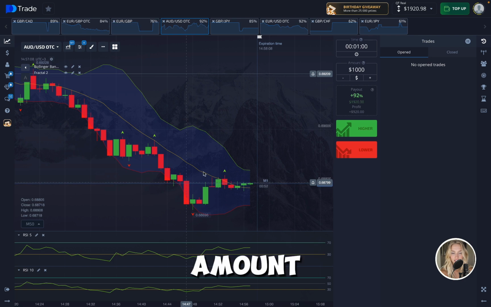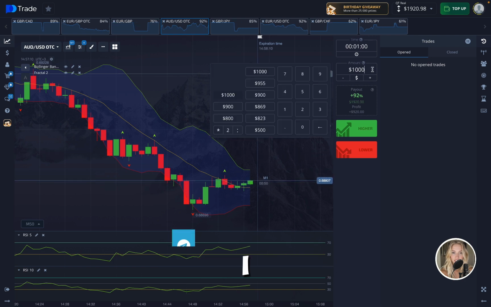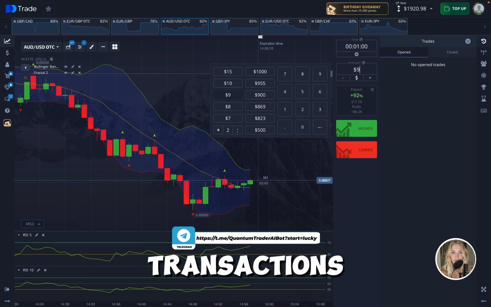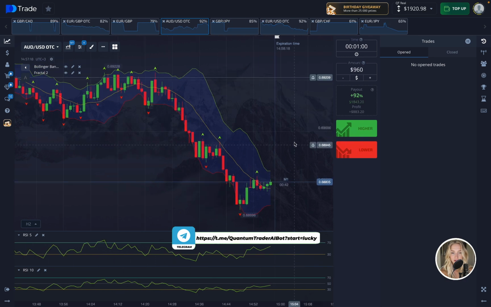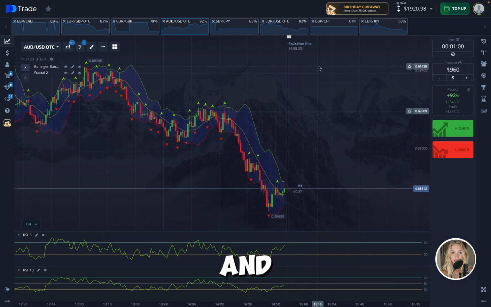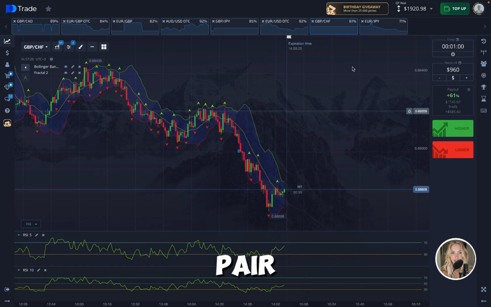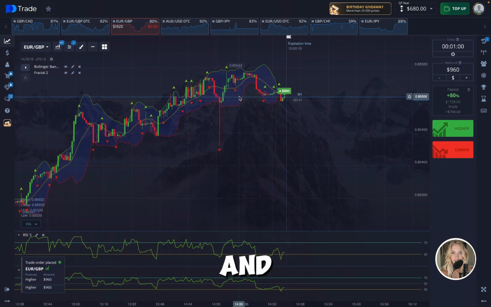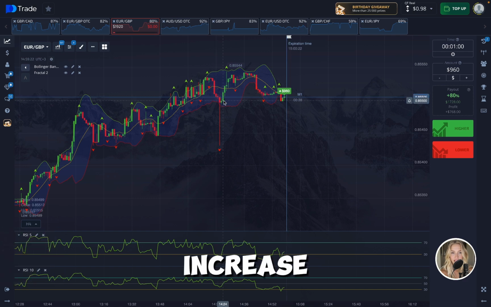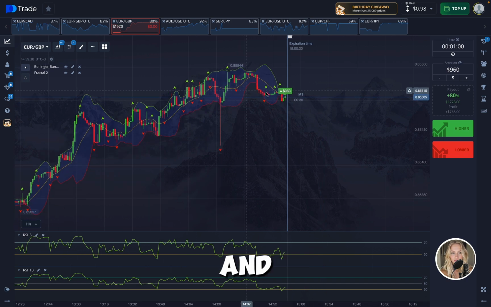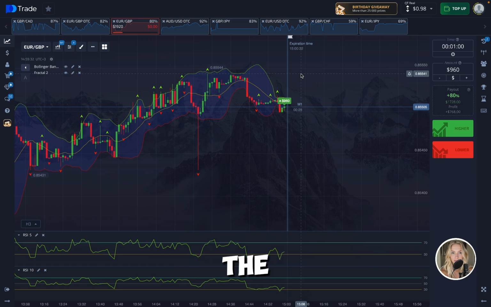I will change the amount of the transaction value. I will put 967 and open 2 transactions for the entire balance, namely for the amount of 1920. Let's get started and we will select the following currency pair. And here I will open 2 deals to increase again. The movement on this currency pair, as in the previous one, is quite stable. The upward dynamics and the opening occurs in the direction of the trend.